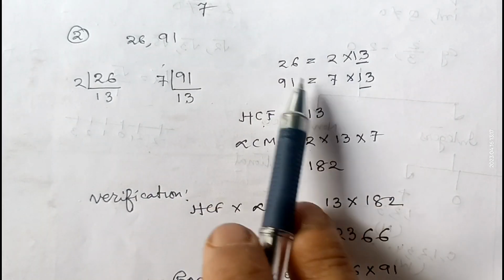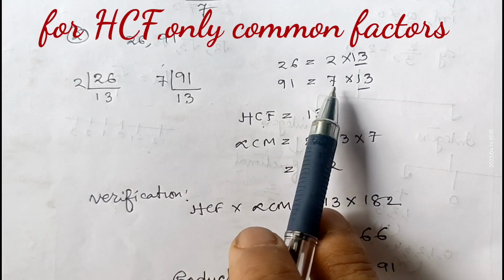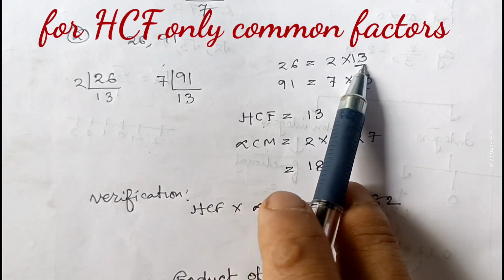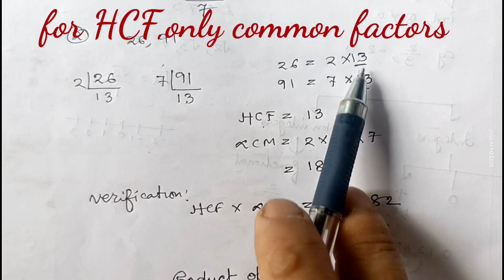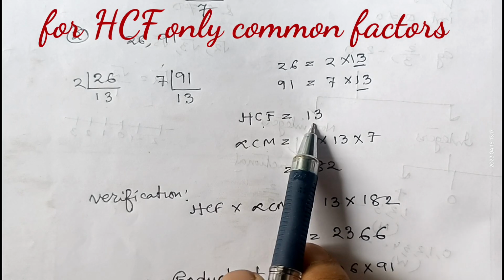So HCF of these two numbers: now 26 is 2 into 13, 91 is 7 into 13. Out of these sets of numbers, which is the common number? 13. Since 13 is the common number, HCF is 13.